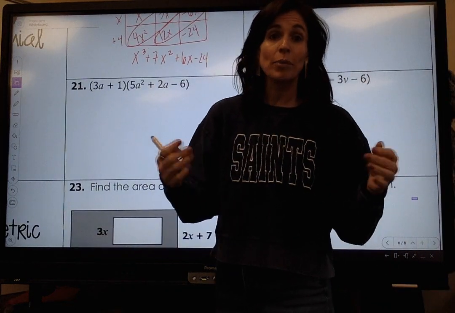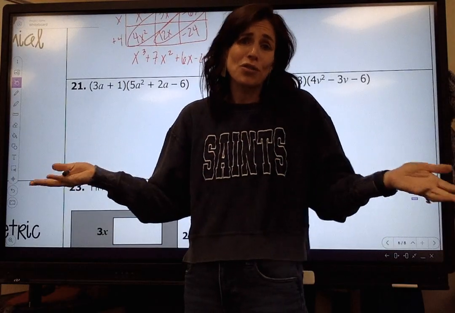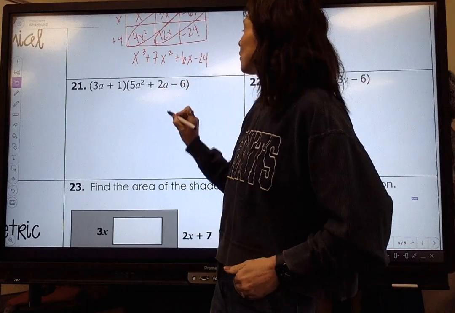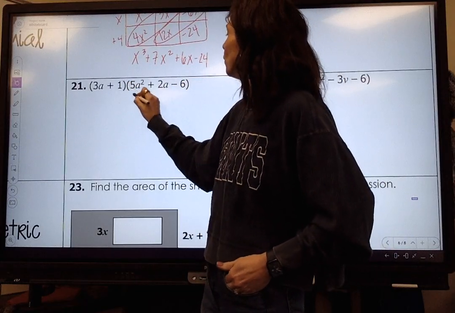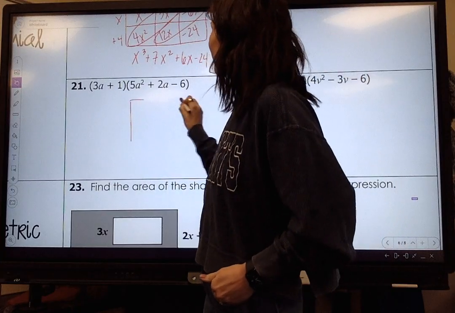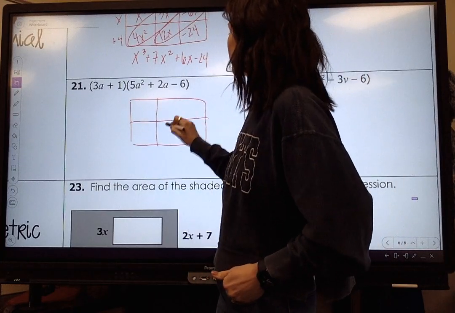Okay, now let's look at 21, just the last one. And again, I'm going to do the box. Could you do the double distribution? Sure, of course you could. You would distribute 3a to these 3 terms, and then you would distribute 1 to those 3 terms, and then you would add at the end. But for me, it's just so much easier to do it like this.